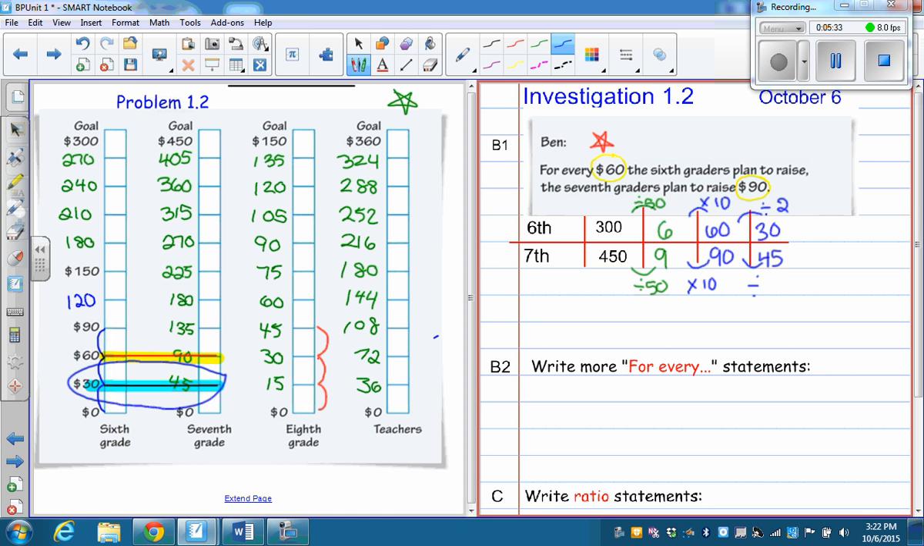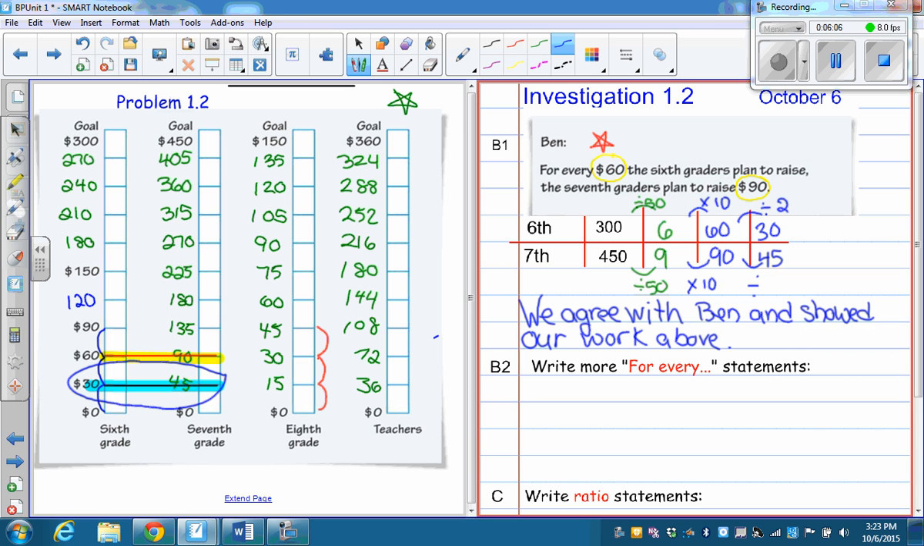And then I would just write a little sentence, or we can write a sentence: we agree with Ben and showed our work above in the ratio table, okay? So I like the ratio table because it can shorten things up.